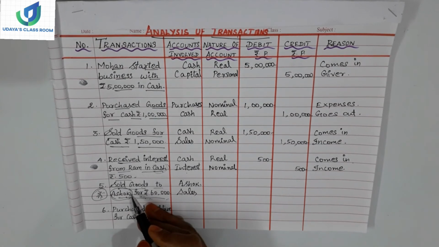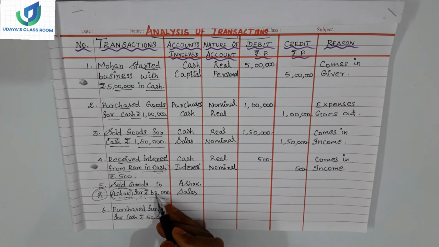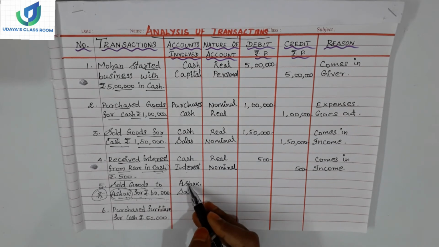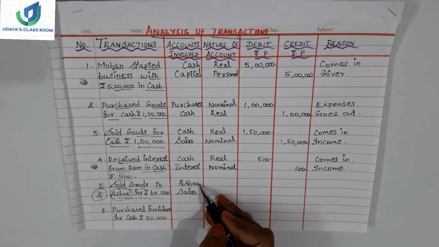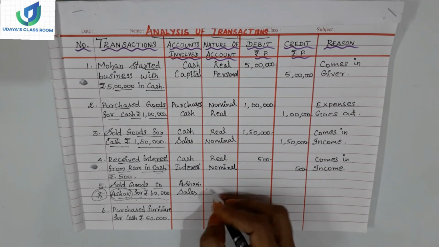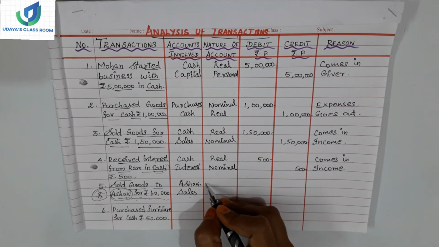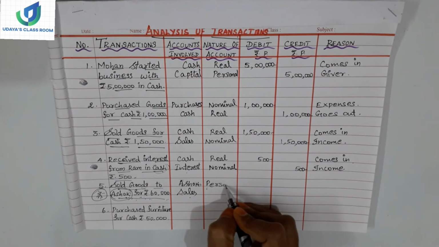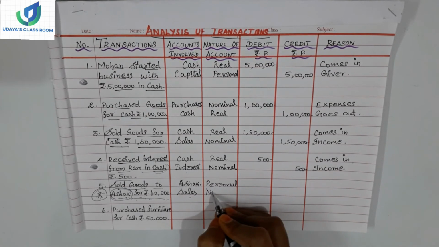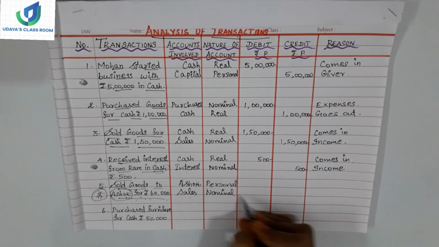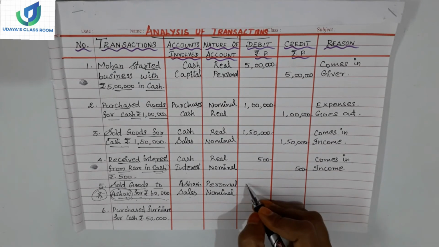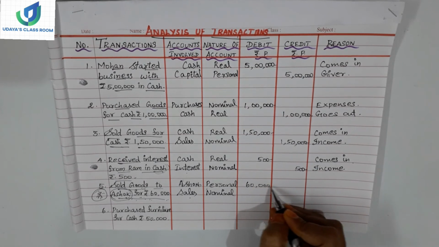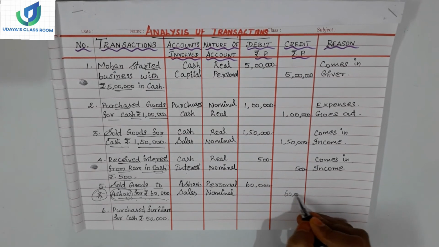Suppose cash sales had taken place, we would be writing cash, because if we do sales we would have received cash. So debit what comes in: cash has come, like that we will assume, and we will be writing cash and sales. Since it is credit sales, we are writing the name of the person here, Ashok, right? If the person name is coming, it is a personal account, and sales is a nominal account. So what is the amount? 60,000 to be debited and 60,000 to be credited.